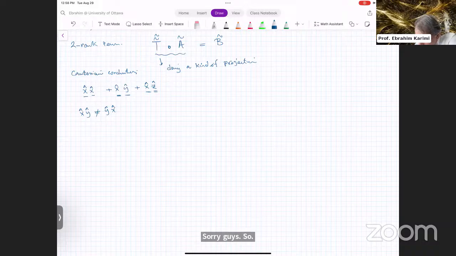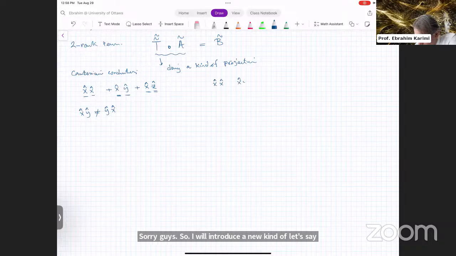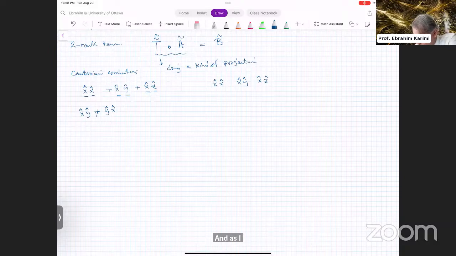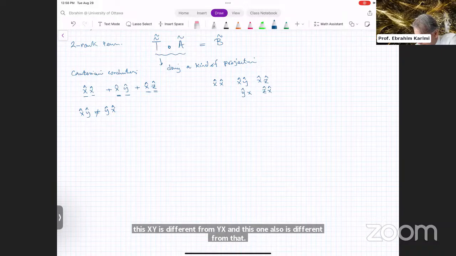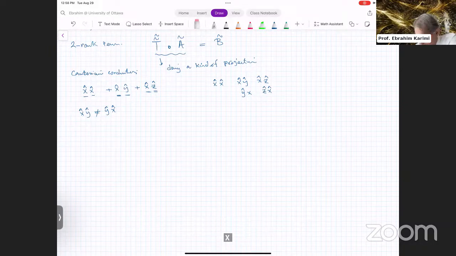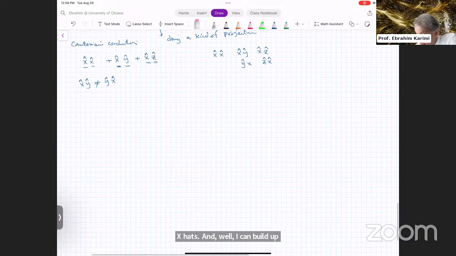So I will introduce a new kind of notation, which is x hat x hat, x hat y hat, and x hat z hat. And as I say, it is very important to know that this x y is different from y x, and this one also is different from z x hat. They are not commuting notations.